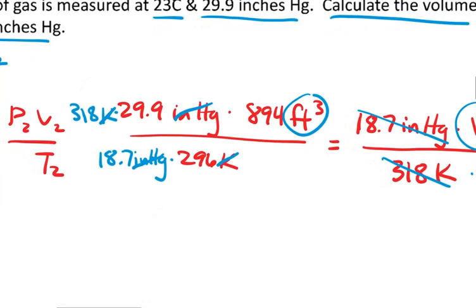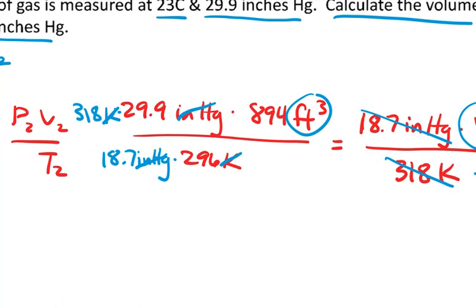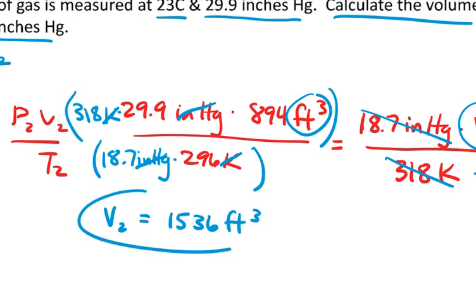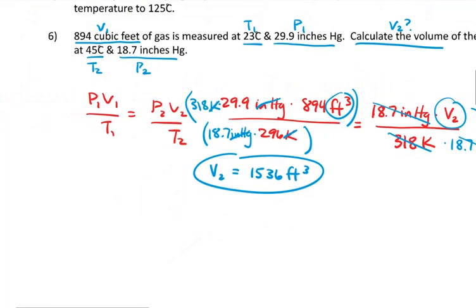If you go to your calculator and punch this in carefully, 318 times 29.9 times 894, that top term, I would put into one parenthesis, and then divide it by the bottom term in one parenthesis, 18.7 times 296. One top term in a giant parenthesis divided by a bottom term in a giant parenthesis. I highly recommend that's how you'd set that up. And if you do, V2 should come out to be right around 1,536 cubic feet. So there's our V2 on number 6.